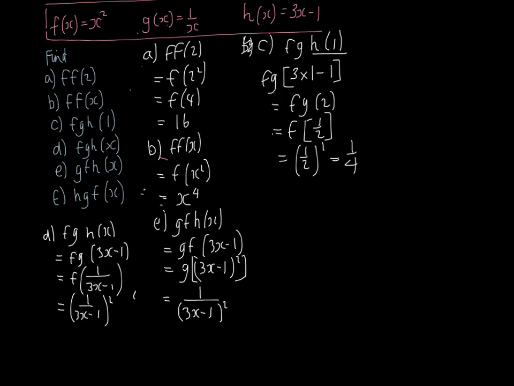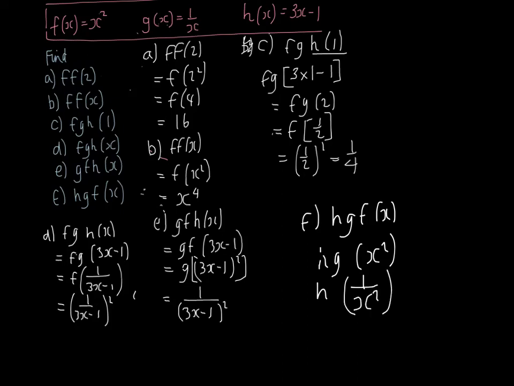Now we've got a third order, so we've got h of g of f of x. This time we're first going to find out what f of x is, which is x squared. We're then going to apply g to that, so we've got 1 over x squared. And lastly we're going to apply h, which is to do 3 times 1 over x squared, and then subtract 1. So we've got 3 over x squared minus 1. And this time it's a different result to the other two. So they're not always the same.